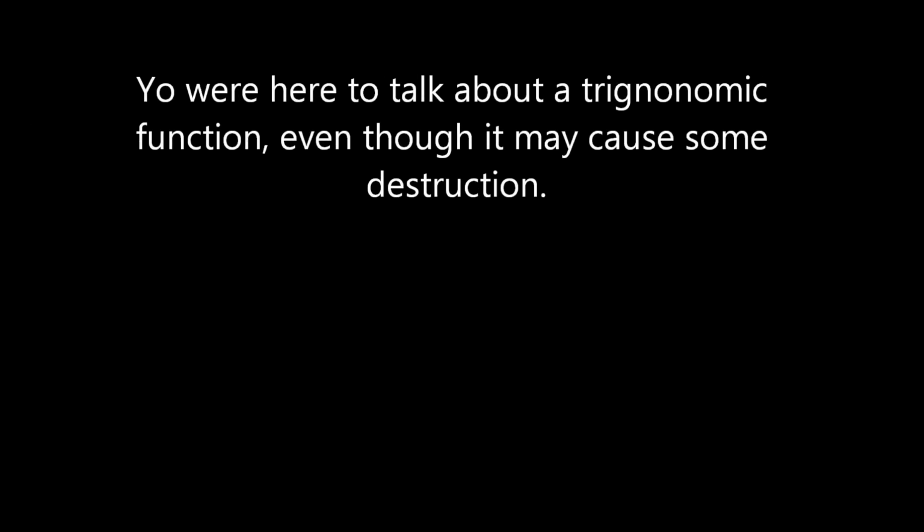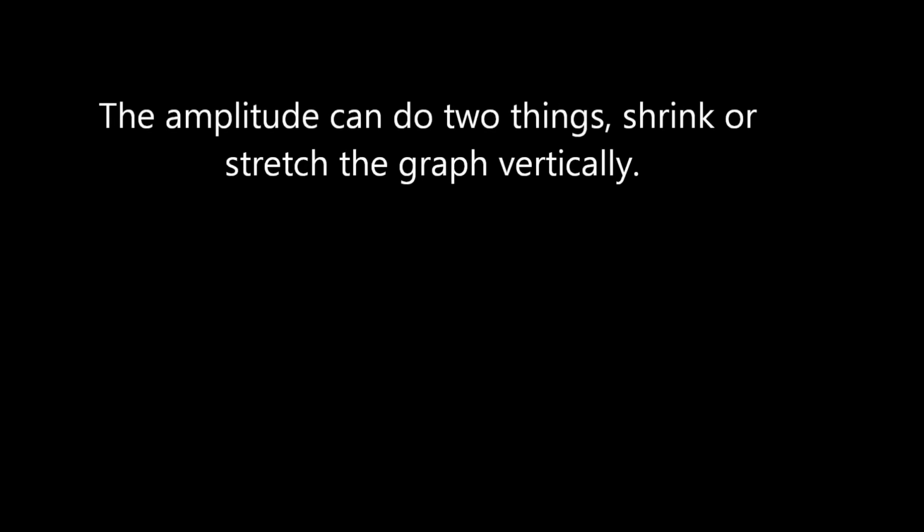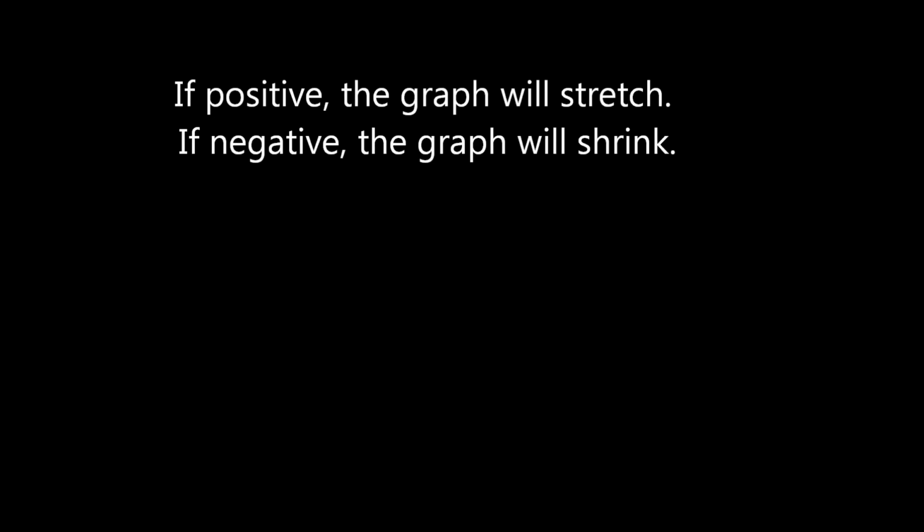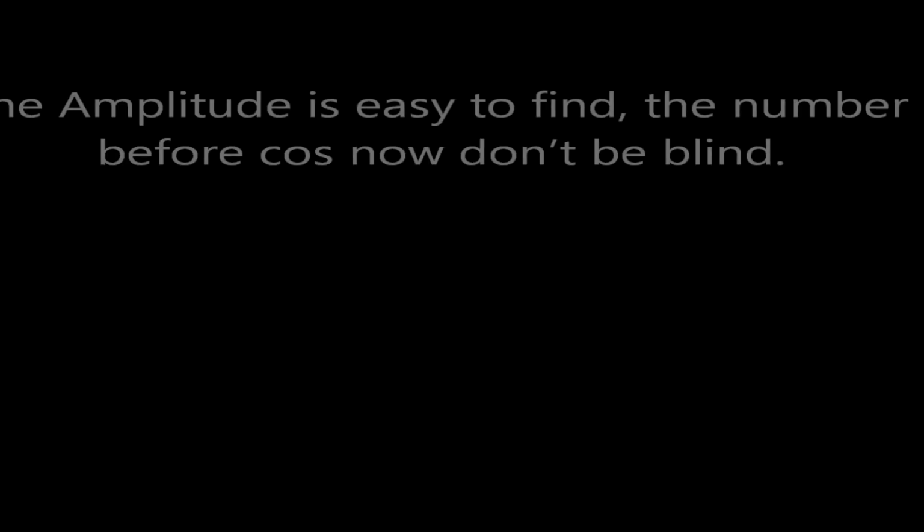Yo, we're here to talk about a trigonometric function, even though it may cause some destruction. First, you gotta find the amplitude number, so everyone take a second off Tumblr. The amplitude can do two things: shrink or stretch the graph vertically. If positive, the graph will stretch. If negative, the graph will shrink. The amplitude is easy to find. The number before cosine, now don't be blind.